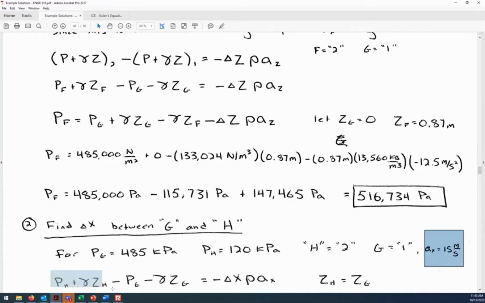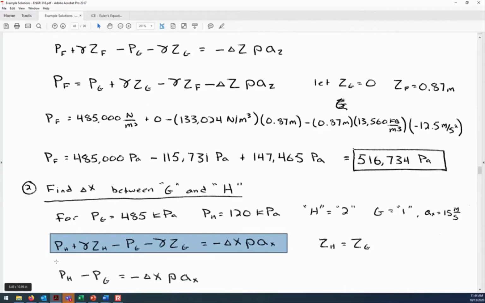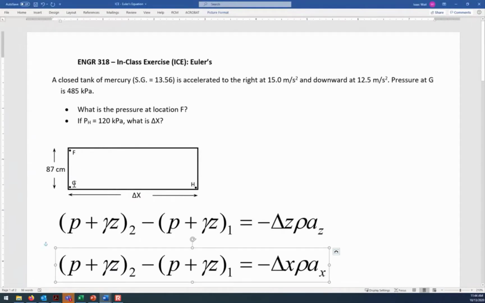So here is the expanded version of Euler's equation in the x direction. And things are going to get simple because the horizontal plane, z_H and z_G, are the same. So they have the same elevation, and that's going to simplify. And we know that the pressure change between H and G is caused by the distance between them, the density of the fluid, and the acceleration. If we look at this picture, why would there be a pressure change between G and H? It's because it's accelerating. It's accelerating to the right, so that means that the pressure at H will be less, and that's what we have here, 120. So based on how much the pressure is different, that tells us the delta x.